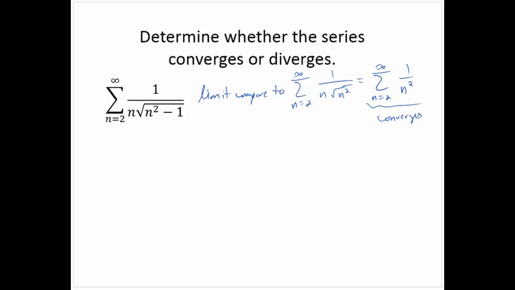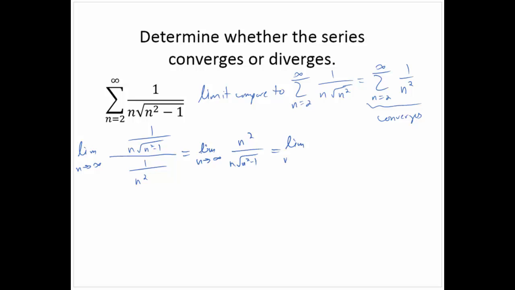All right, so now I'm going to apply the limit comparison test. So I would take the limit with n approaching infinity, 1 over n times the square root of n squared minus 1, over 1 over n squared. Okay, so then this becomes the limit, n approaching infinity, of an n squared over n times the square root of n squared minus 1. And we can remove that common factor of n. And so that would be n over the square root of n squared minus 1.